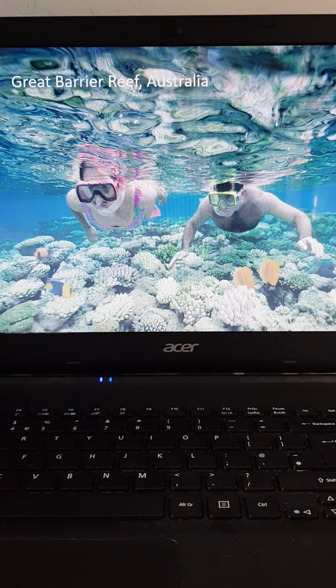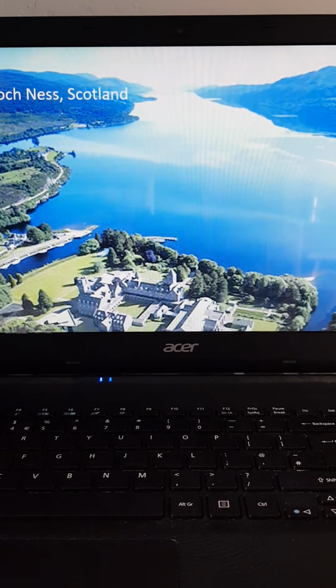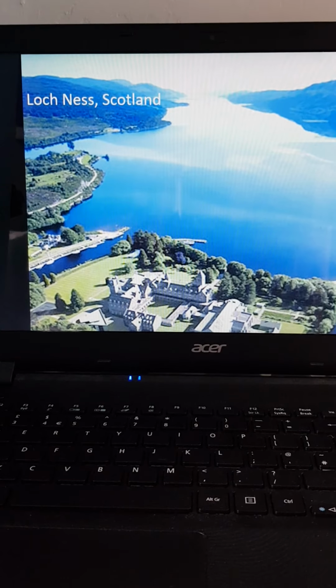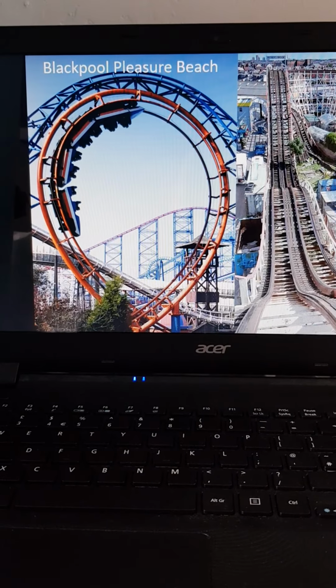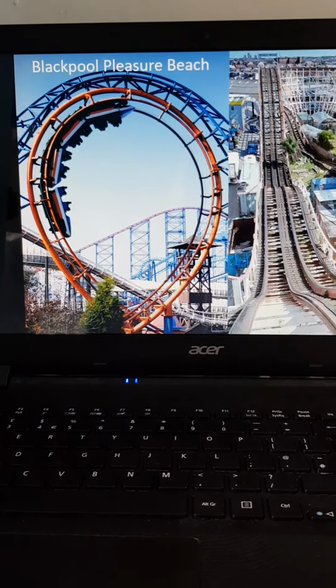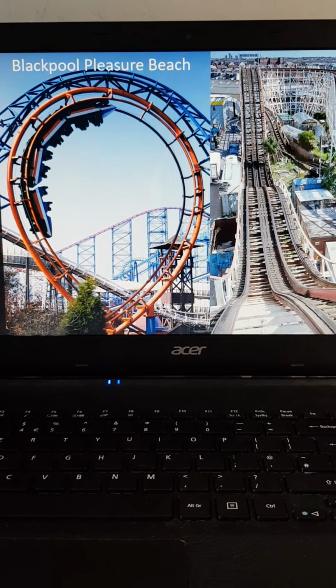Great Barrier Reef in Australia. So we're underwater this time. Again, the same 6 questions. Got Loch Ness in Scotland. So again, the same 6 questions here. Blackpool Pleasure Beach. Same 6 questions.